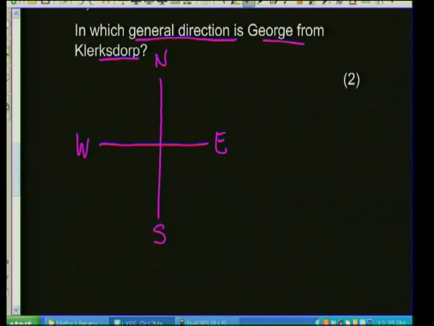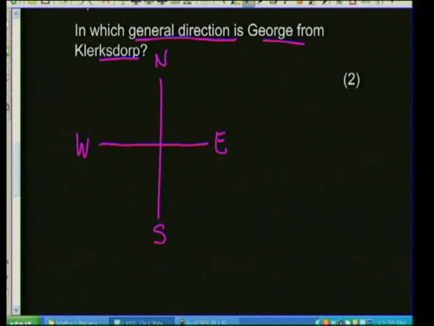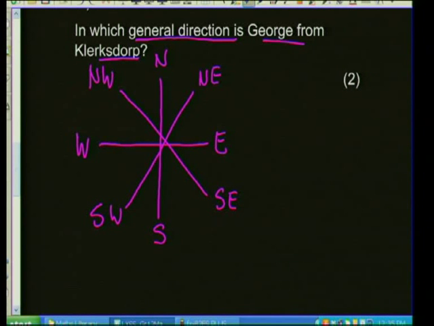You can use this, and I'm sure you learned this way back in one of your grades, grade 5s or something. Never eat silkworms. In between, we've got northeast. We've got southeast, we've got southwest, and we've got northwest. So if you'd like, draw that onto your paper. Just makes it a whole lot easier.